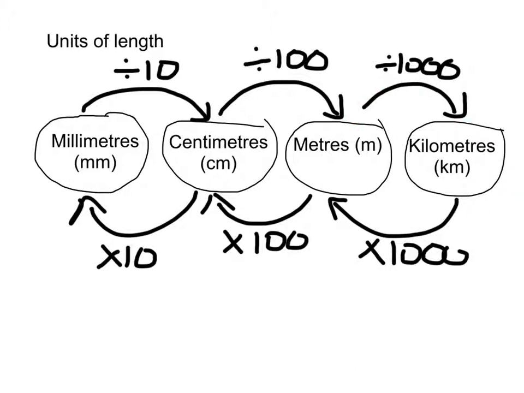It also works the other way. If we want to change kilometres to metres, we multiply by 1,000. If we want to change metres to centimetres, we multiply by 100. And if we want to convert centimetres to millimetres, we multiply by 10.